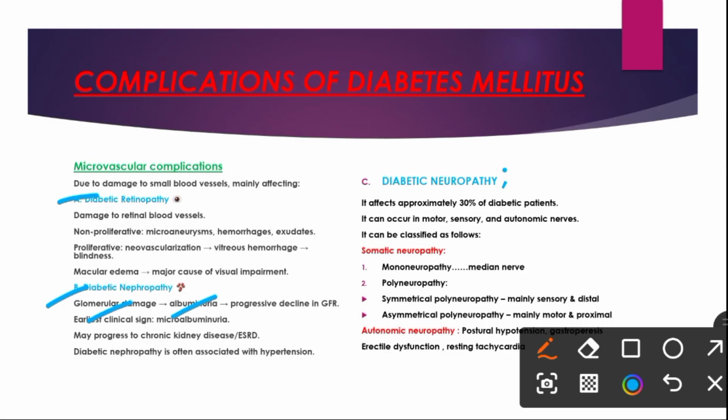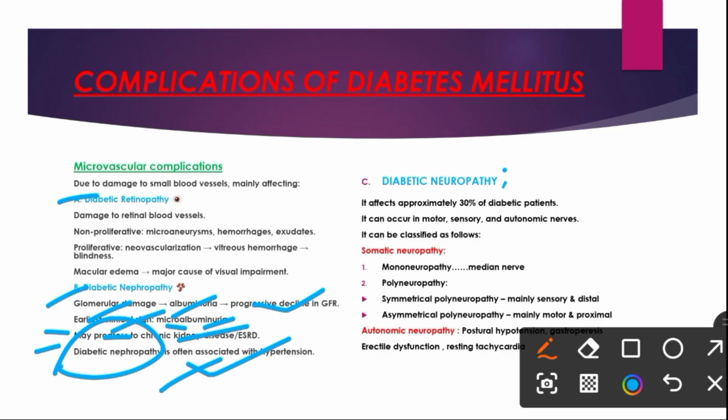Second one, in microvascular complication is nephropathy, in which glomerular damage occurs and will lead to the loss of albumin in the urine, and there is progressive decline in the GFR. The earliest clinical sign of nephropathy is microalbuminuria, meaning there will be a loss of albumin in the urine. And diabetic nephropathy may progress the patient toward end-stage renal disease. Diabetic nephropathy is usually associated with hypertension. The histological feature is the Kimmelstiel-Wilson nodule, meaning that there will be nodular sclerosis in the glomeruli.